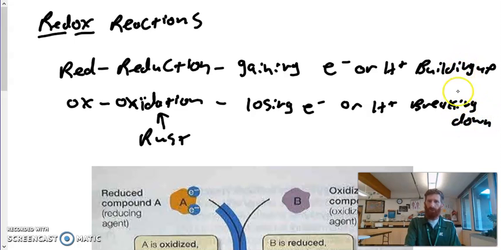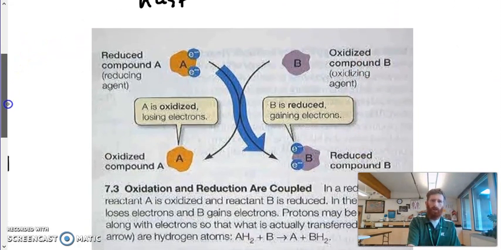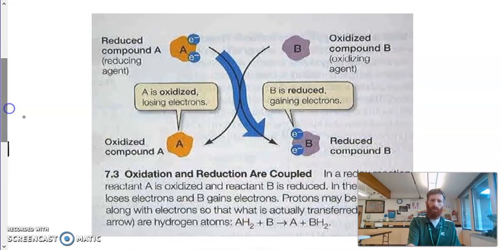So this is still building up and breaking down. It's still kind of that coupled reaction. But with this one, we're looking very specifically at the electrons or at the hydrogen ions, which is why it's classified as a redox reaction. So let's go ahead and look at this diagram right here.